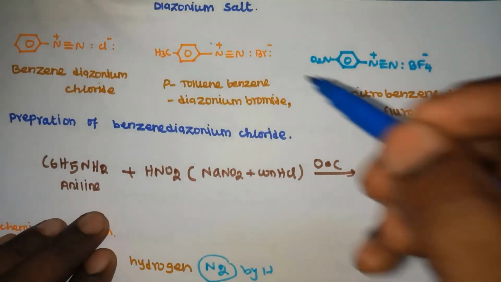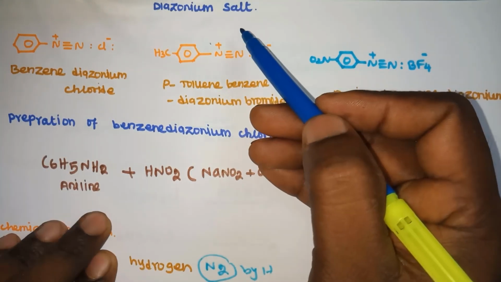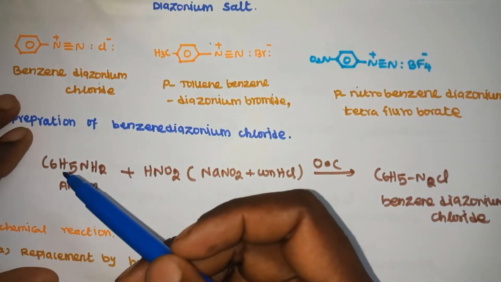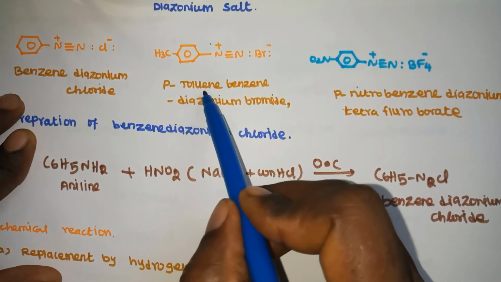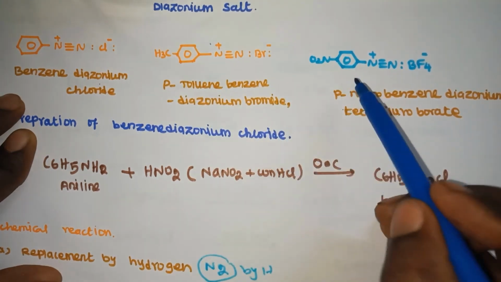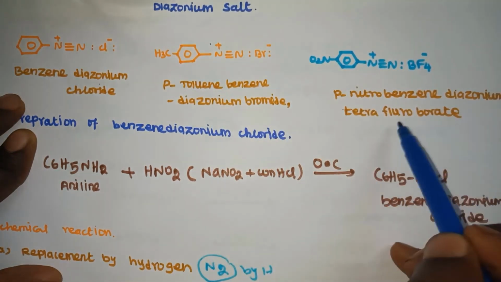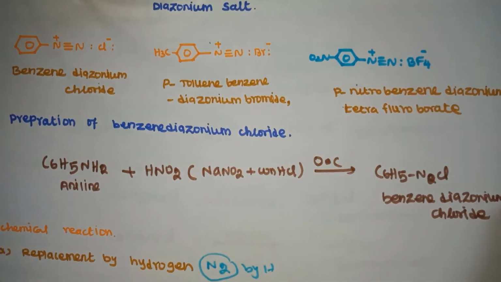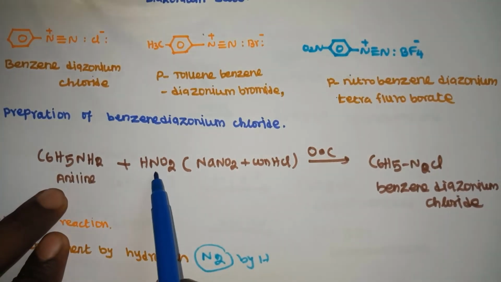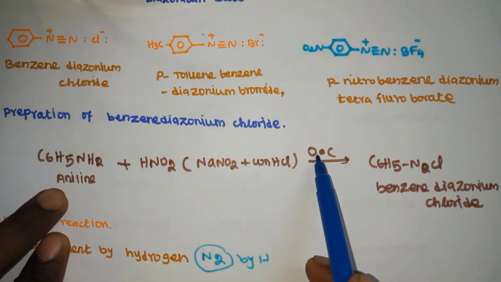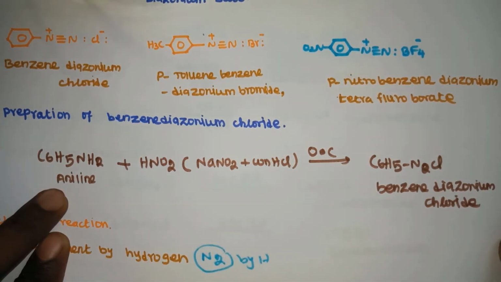One quick revision. Diazonium salts are unstable at room temperature. Examples of diazonium salts are benzene diazonium chloride, para-toluene benzene diazonium bromide, and para-nitro benzene diazonium tetrafluoroborate. Next one is preparation of benzene diazonium chloride. When aniline reacts with nitrous acid at 0 degrees Celsius, it forms benzene diazonium chloride.